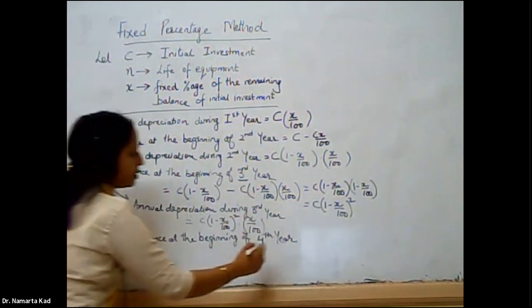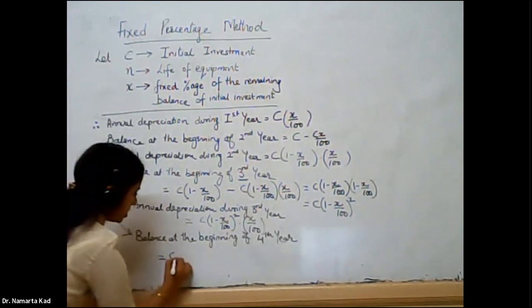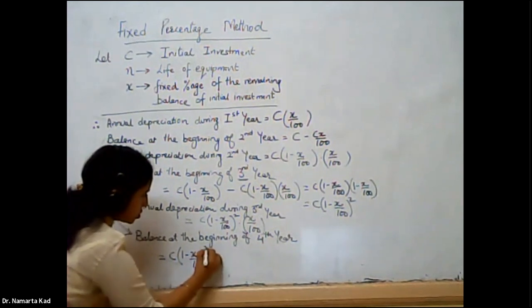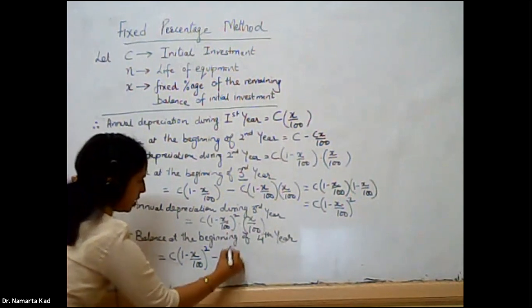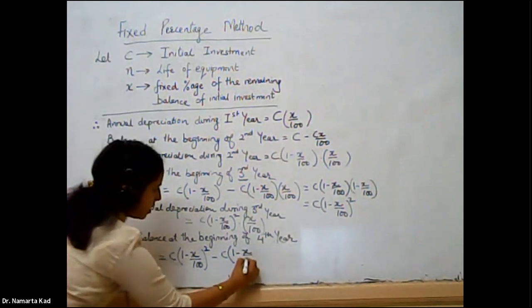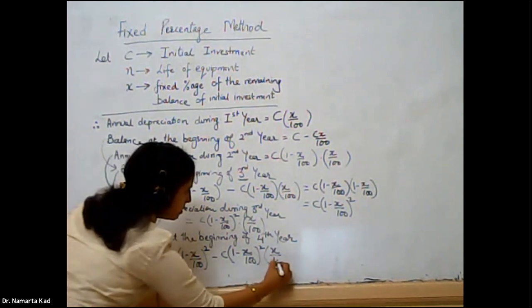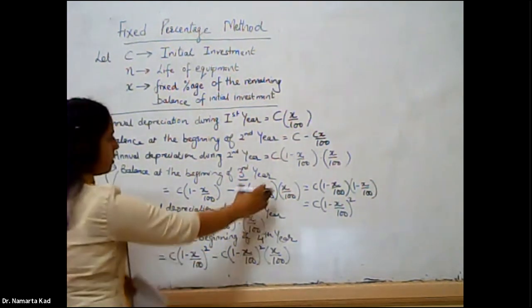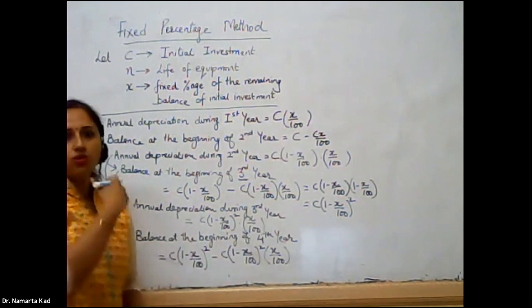So just subtract them. It comes out to be C into (1 minus x by 100) squared, minus this factor C into (1 minus x by 100) squared into x by 100. We are just subtracting the annual depreciation during third year from the balance at the beginning of third year.